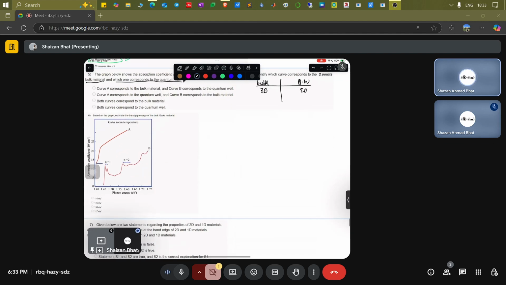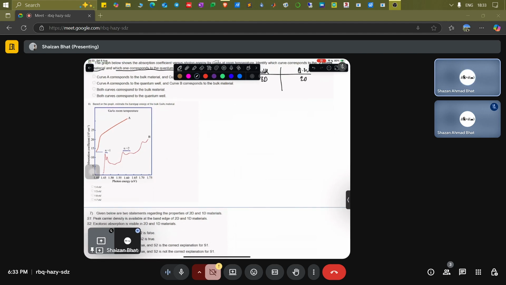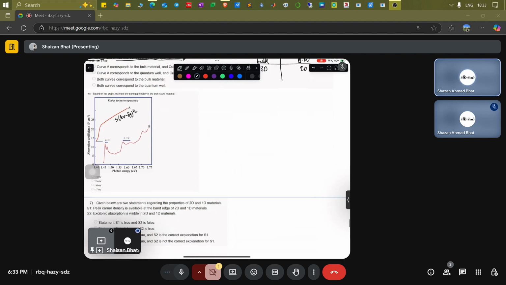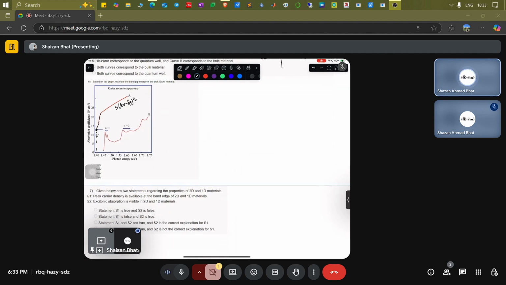So first of all, we see that for gallium arsenide, this varies approximately as the square root of h nu minus Eg, where if you extrapolate this line, this point is going to give you the band gap. That means 1.40 electron volt is the band gap of gallium arsenide. So you know this particular relation follows for 3D.